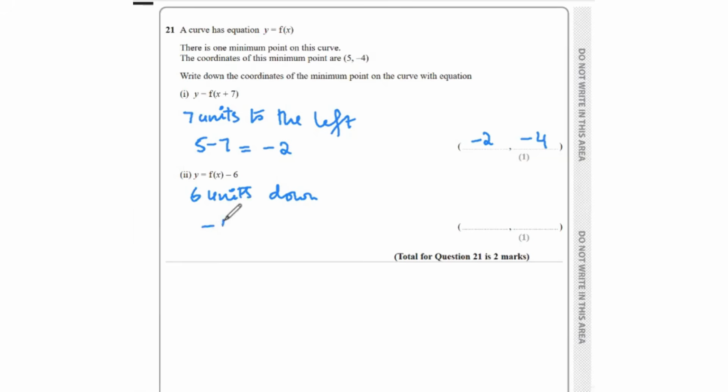So that means we do negative 4 minus 6. That's negative 10. So x remains the same. Y becomes negative 10.